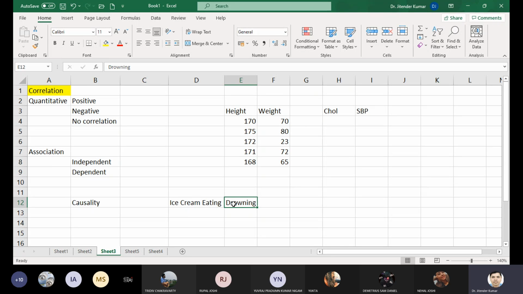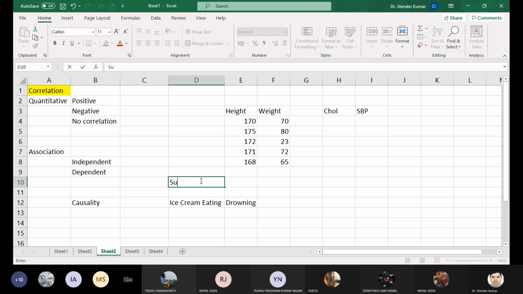So if there is a correlation, that means although they are related to each other, this drowning cannot be caused by ice cream eating. So you cannot establish the causality. Probably there is some other variable that is controlling both of these variables, and that variable is season.